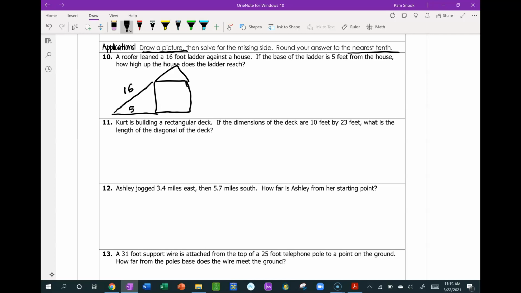How high up the house does the ladder reach? So that's x. So right here is my right triangle. Note, not drawn to scale. And I'm looking for the length x. So c squared equals a squared plus b squared. 16 squared equals 5 squared plus x squared. So do 16 squared minus 5 squared.